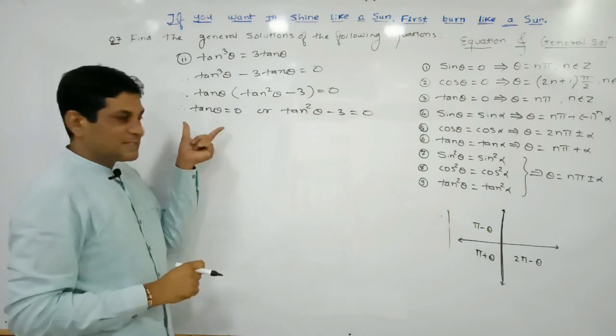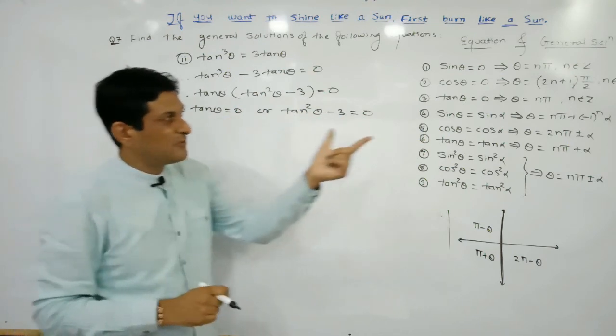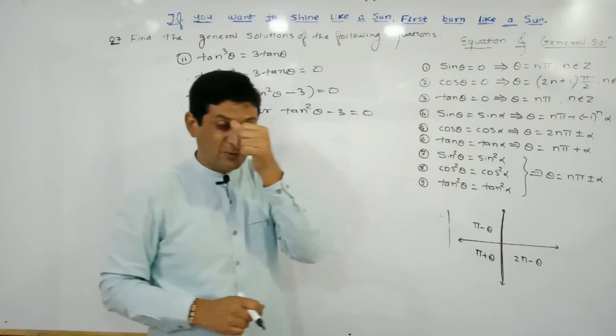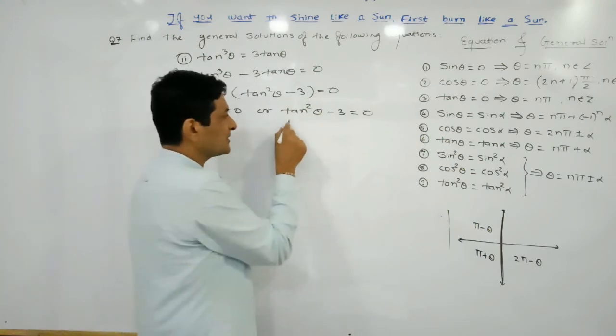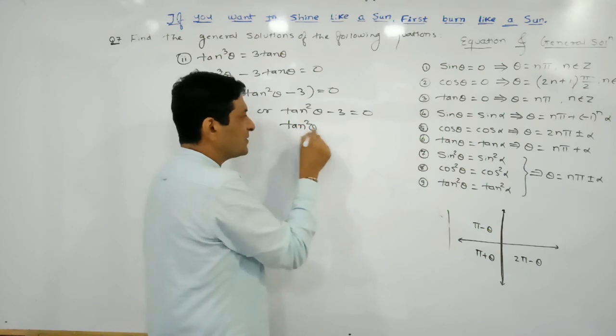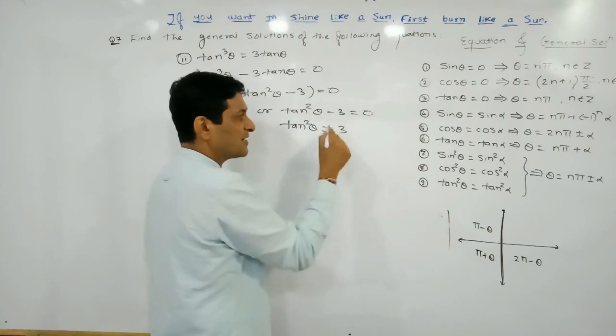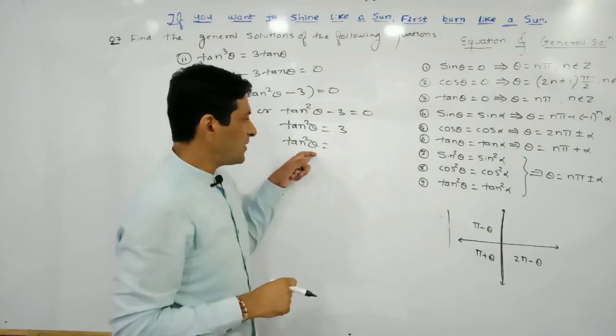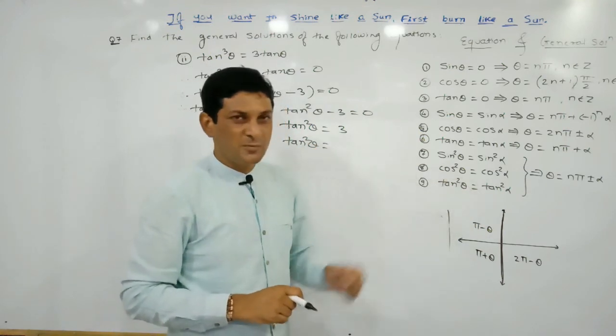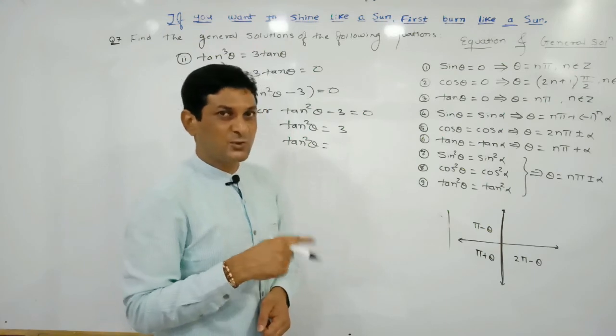Now already this first term is in the form of the formula tan theta is equal to 0. Now we are simplifying the second term. So here tan square theta, keep it as it is, minus 3 on this side will become plus 3. So tan square theta equals 3. Now we are able to arrange this term in the form of the formula tan square theta is equal to tan square alpha.